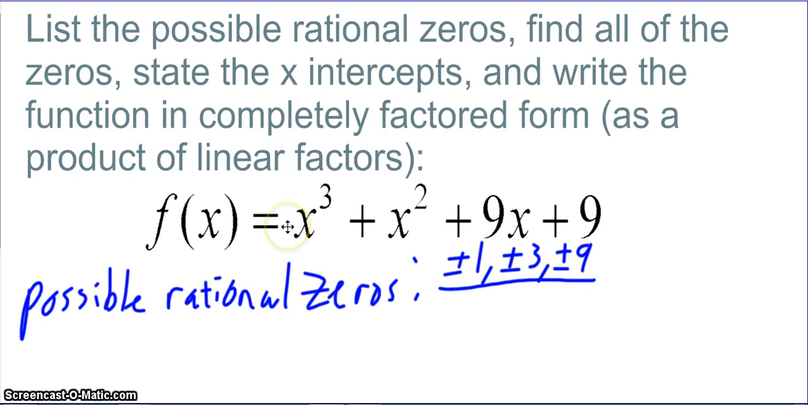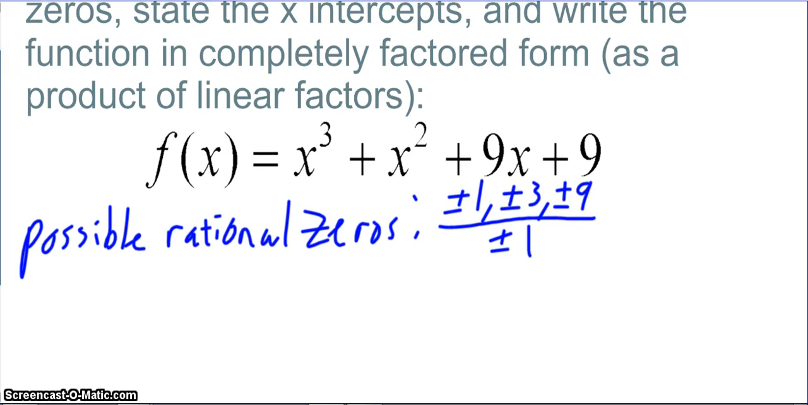Divided by, what are the factors of the leading coefficient? Well, the leading coefficient is 1, so the factors of 1 are 1 and negative 1. So now if we want to list these out, we would just write all of the combinations of these. So I'm going to write plus or minus 1, plus or minus 3, and plus or minus 9.